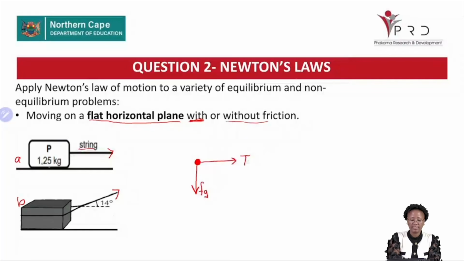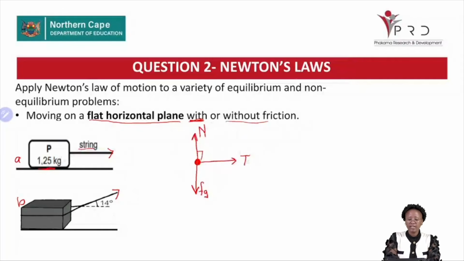Now, what else do I see? I see that the object is lying on top of a surface. I know every time there is a surface, there is a normal force. When there is no surface, there is no normal force. So there is my normal force. Make sure that it is perpendicular to the surface. There is my normal force going upwards, because it is the force exerted by the surface on the object and it acts perpendicular to the surface.